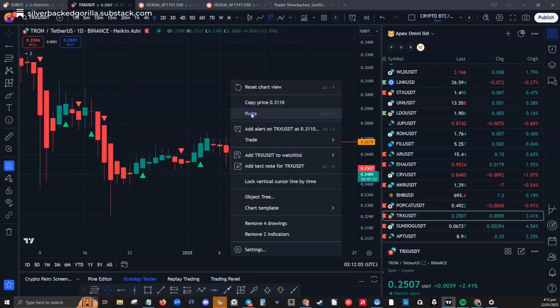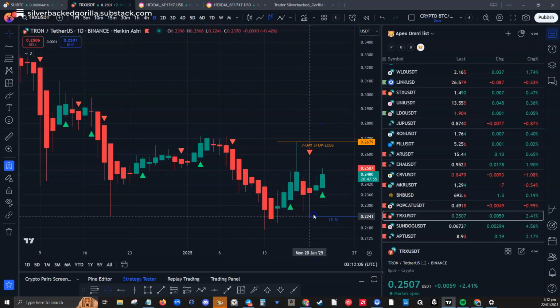Okay, on the weekly we've got a short, and on the daily we've got a buy. So straight away, TRX, I wouldn't muck around with it.